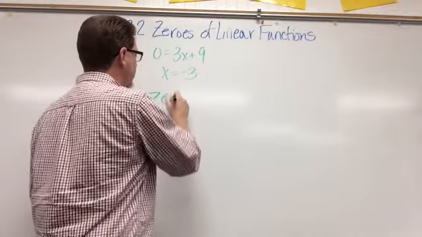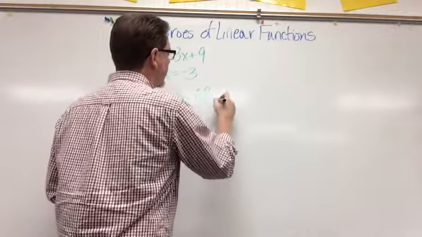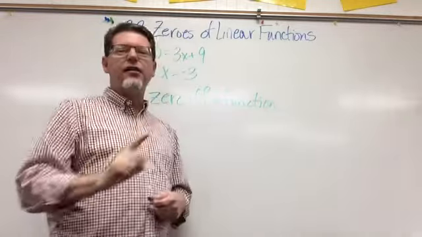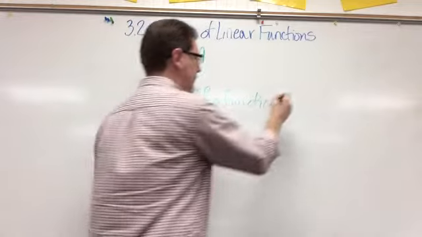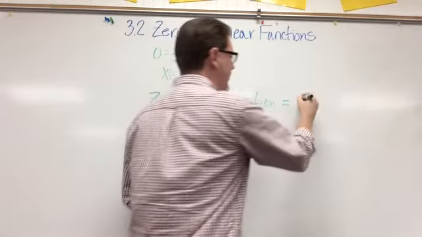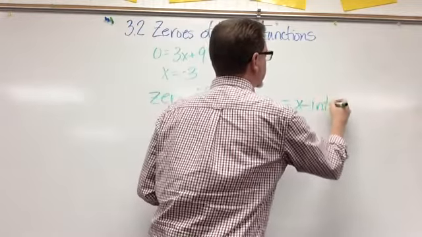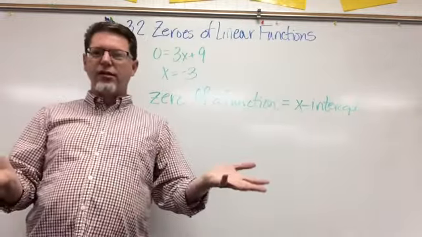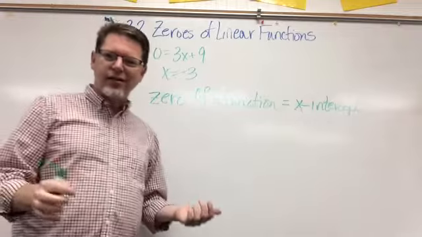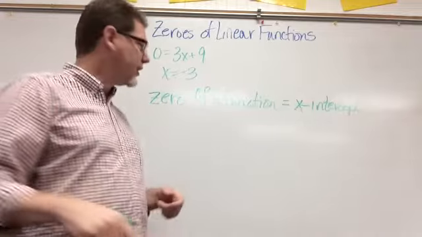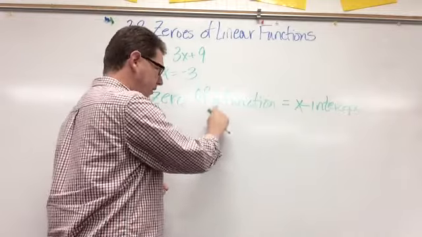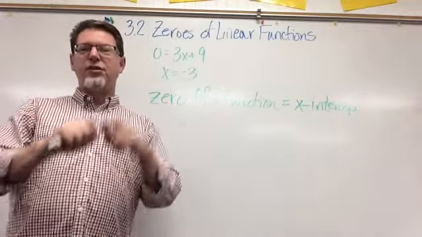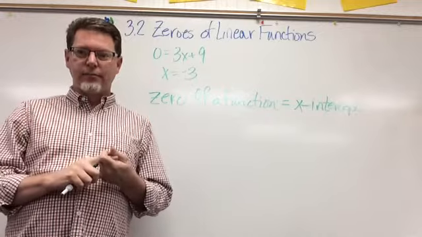Okay? So here's something to connect. The zero of a function is exactly the same thing as the x-intercept. But we call it a zero of a function, fancy words. I can tell now that there's a glare on the camera, and so this says the zero of a function equals the x-intercept. The x-intercept and the zero of a function are exactly the same thing.